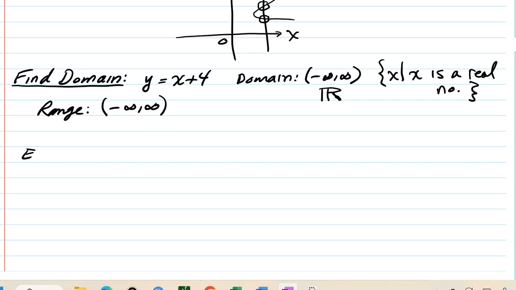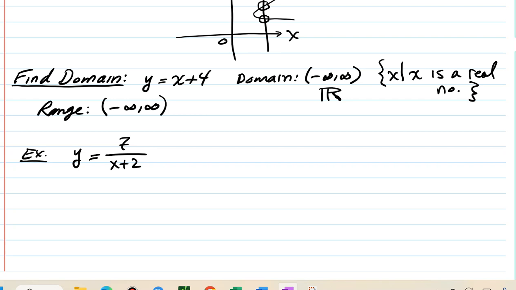Now let's take a look at another example. Find the domain and range of, let's say we want to find it for this one. I have 7 over x plus 2. Now with fractions, we usually look at what makes the denominator 0. Remember, in a fraction, division by 0 is undefined. The numerator could be 0, but not the denominator.